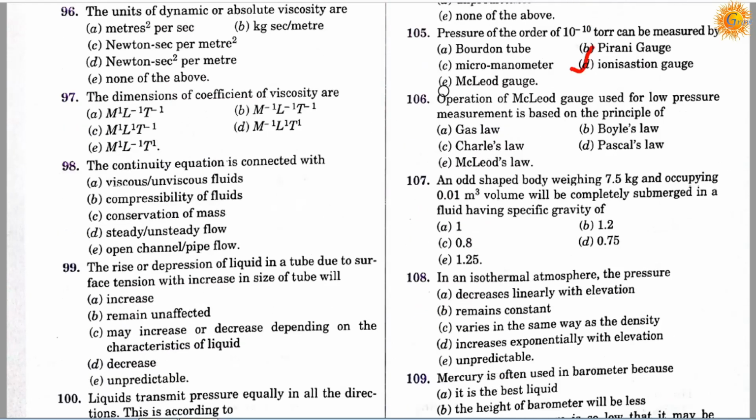Question number 106. Operation of the McLeod gauge used for low pressure measurement is based on the principle of: option A, Gauss law; option B, Boyle's law; option C, Charles law; option D, Pascal's law; and option E, McLeod's law. So the correct answer is B, it's based on Boyle's law.